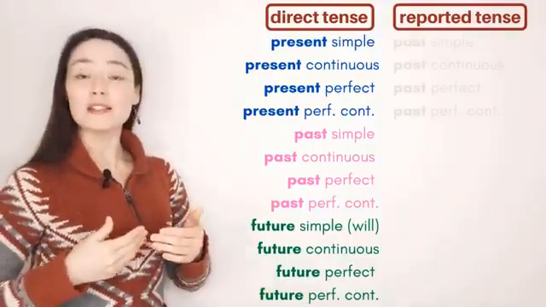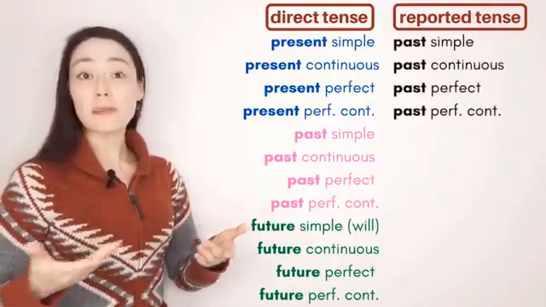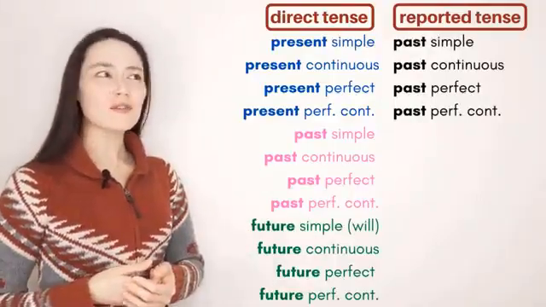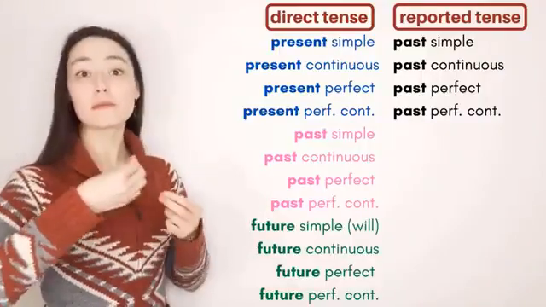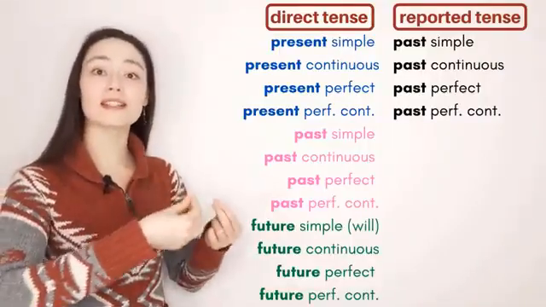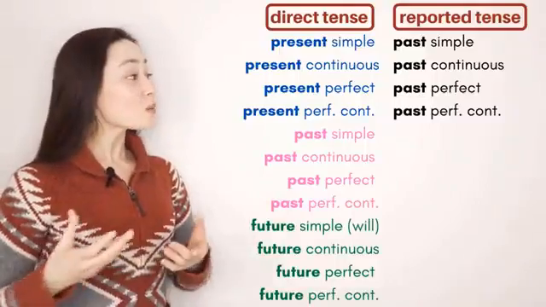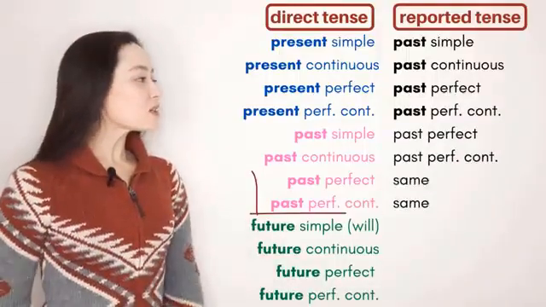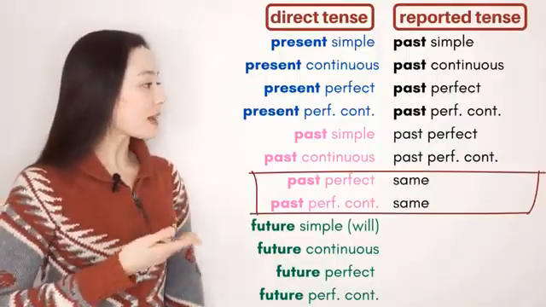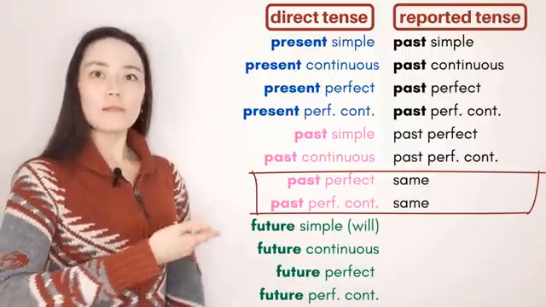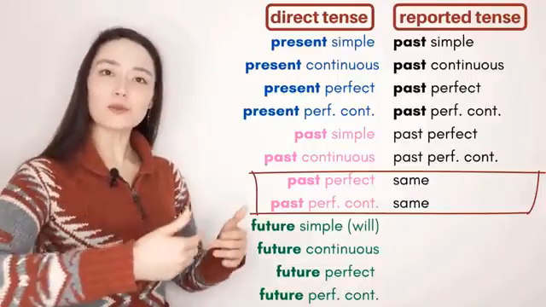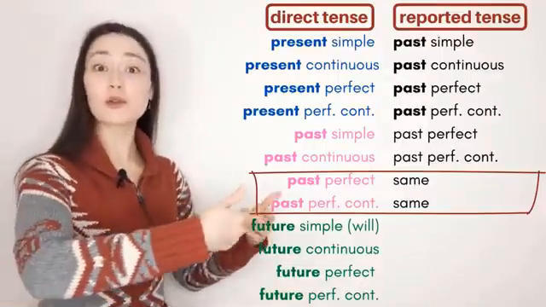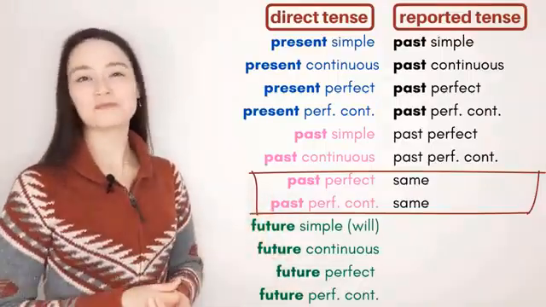The present tenses, when we report them, become the past tenses. So that's kind of an easy pattern to remember. Present simple, past simple, present continuous, past continuous, etc. With the past tenses, you can see past perfect and past perfect continuous remain the same. Why? Because you can't really backshift. You can't go further back than the past perfect.